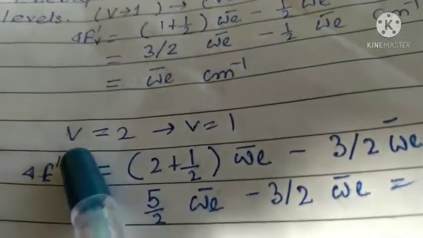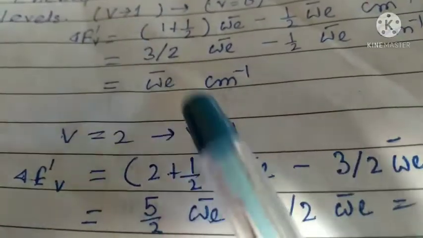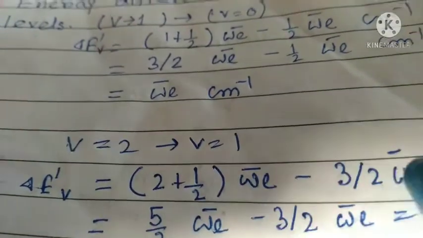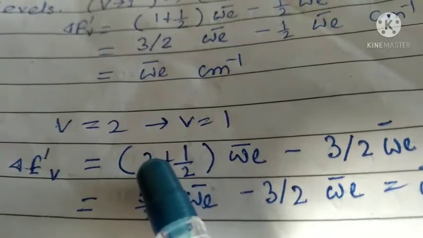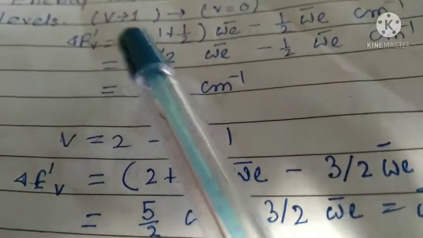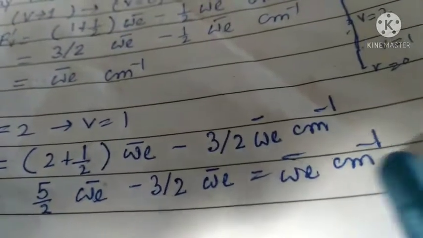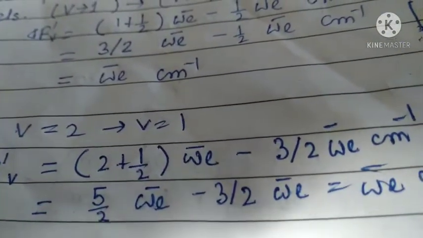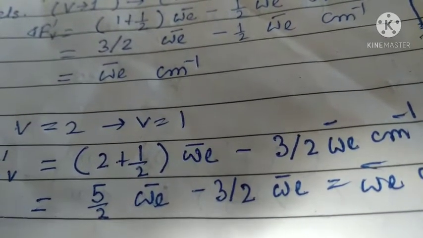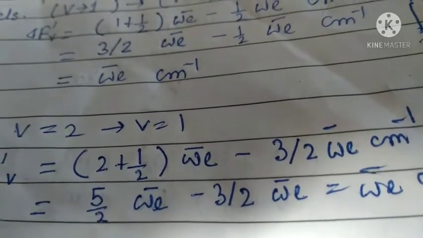Okay, so if we want to know the energy difference between v equals 2 and 1, we have to subtract the energy of v equals 1 from the energy of v equals 2. If we put 2 here, we get 5 by 2 omega e bar, and we know that the energy of the v equals 1 level is 3 by 2 omega e bar. So subtracting, we get omega e bar in centimeter inverse. So for a simple harmonic oscillator, each quantized energy level is equally spaced. Okay, each level is equally spaced.